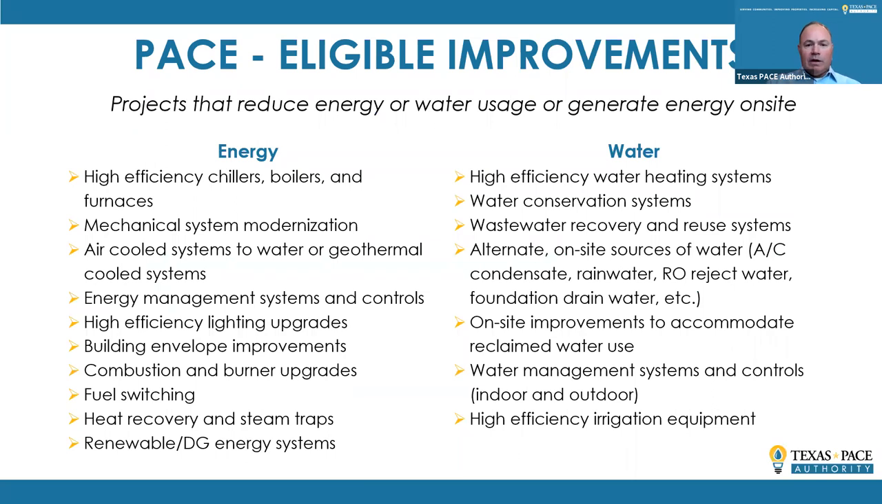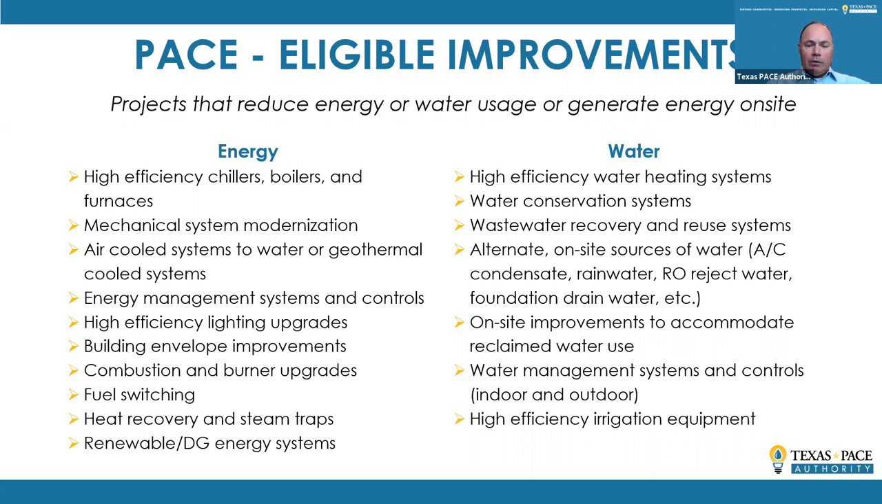The types of improvements we're talking about, it's a very general list in the enabling laws. It essentially says projects that reduce energy or water usage or generate energy on site. Some examples of those types of projects are listed here. In the energy column, what you see are high efficiency chillers and boilers, mechanical systems, controls, combustion, renewable energy systems on the customer side of the meter. All of this, it's important to note, has to be on your side of the meter, the electric meter, the water meter, the gas meter.